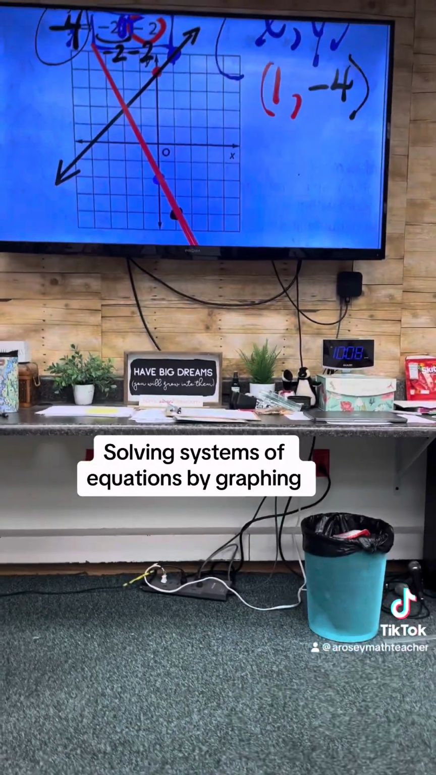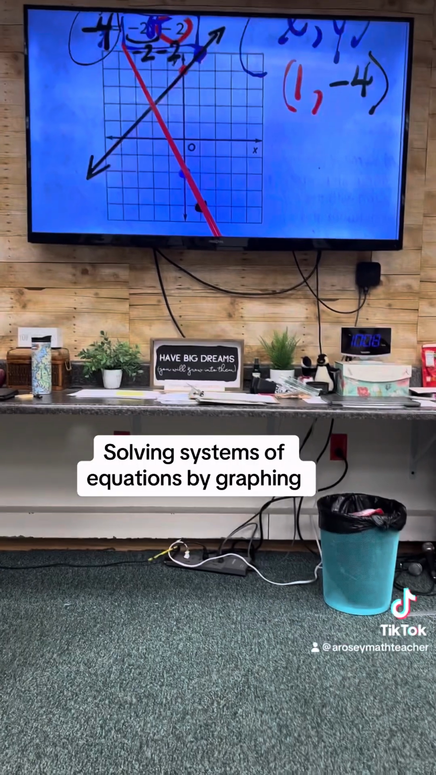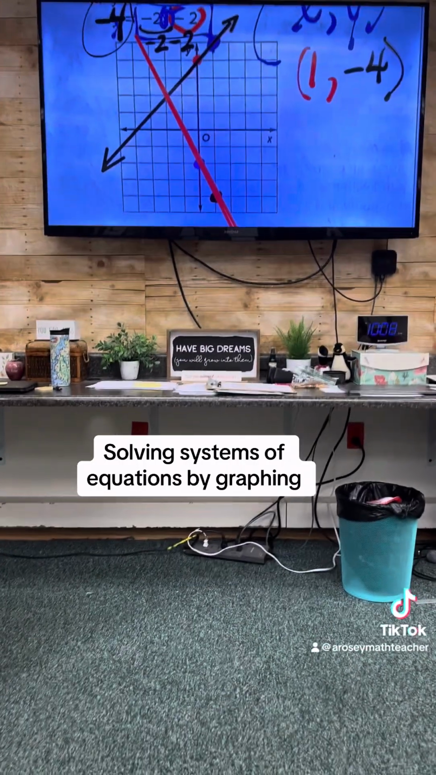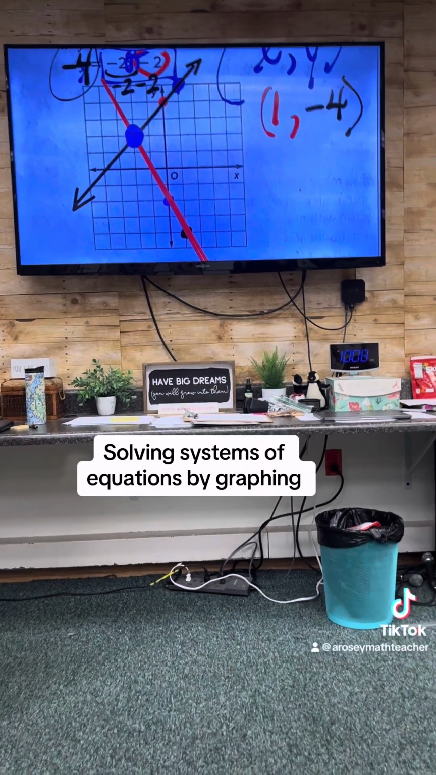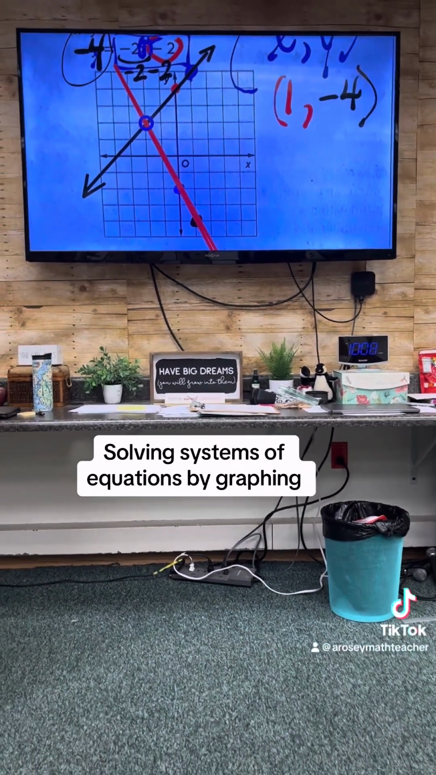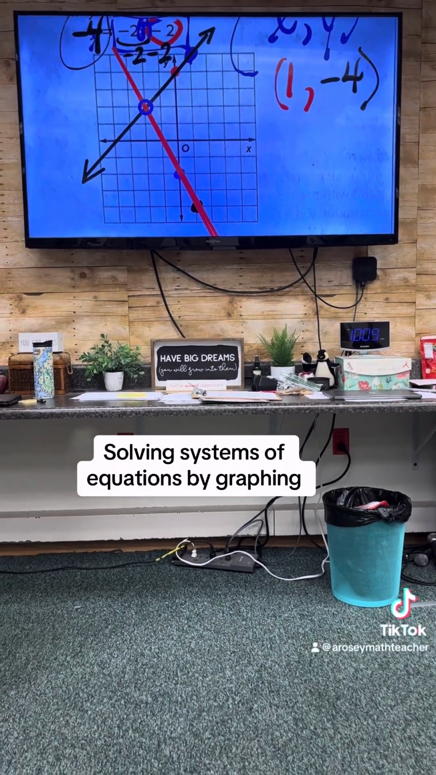Can you put a plotted point where these lines intersect? Yes. All right, put it on your grid right now. Then look at my screen to see if your plotted point matches where I just put a blue circle with my cool app. Okay, does everybody have a plotted point where you see my blue circle?